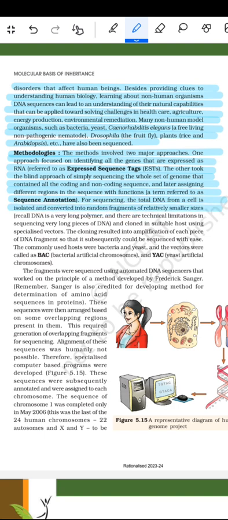For sequencing, the total DNA from a cell is isolated and converted into random fragments of relatively smaller sizes. Recall DNA is a long polymer, and there are technical limitations in sequencing very long pieces of DNA, so the fragments were cloned in a suitable host using specialized vectors. The cloning resulted in amplification of each piece of the DNA fragment so that it could subsequently be sequenced with ease. The commonly used hosts were bacteria and yeast, and the vectors were called BAC, bacterial artificial chromosome, and YAC, yeast artificial chromosome.